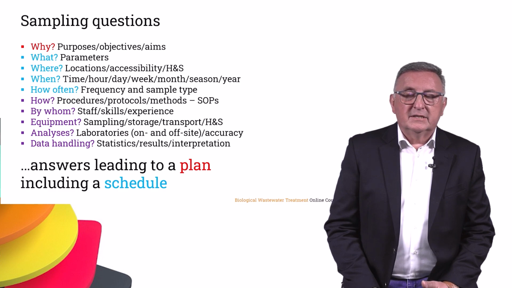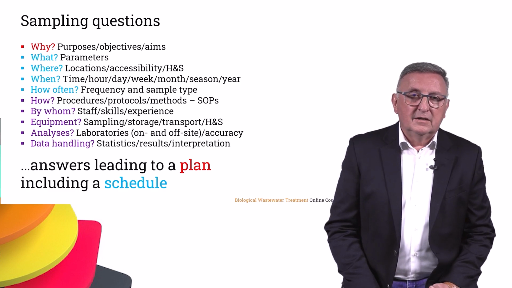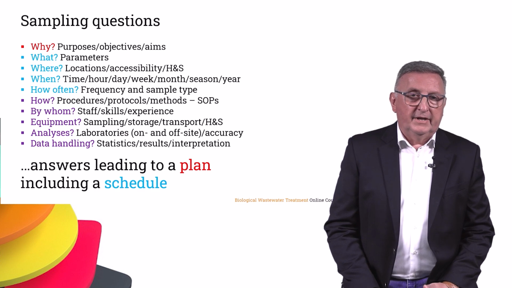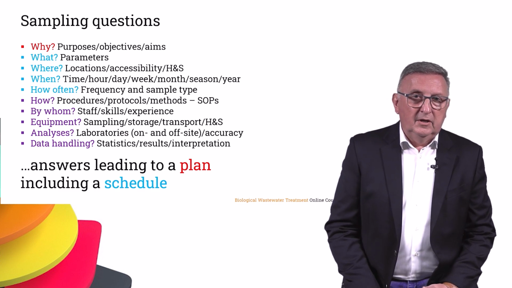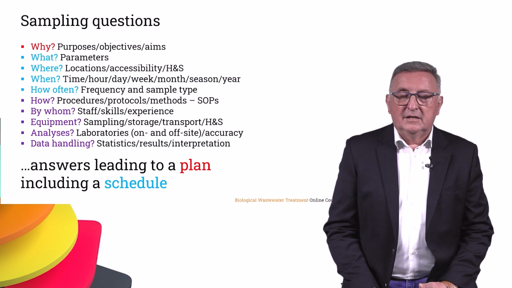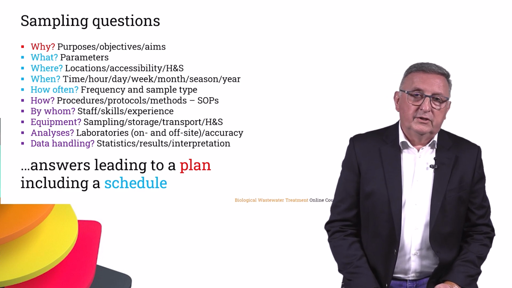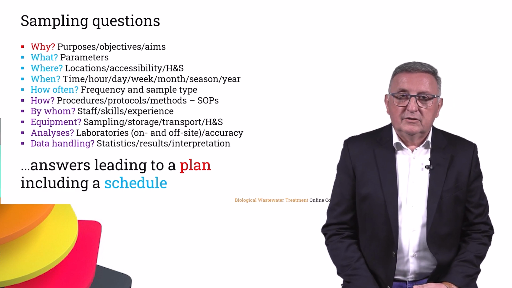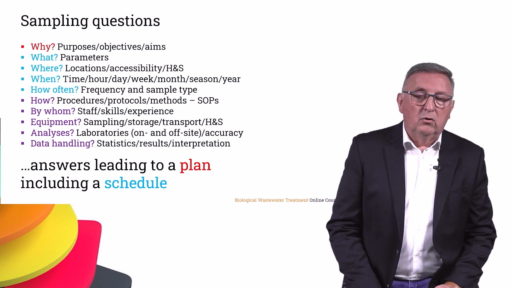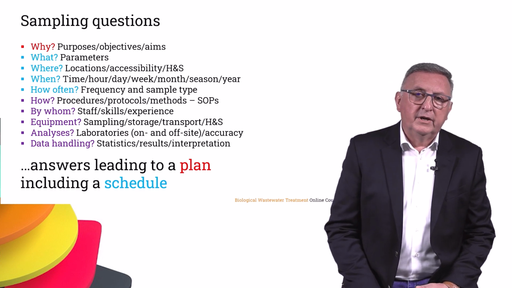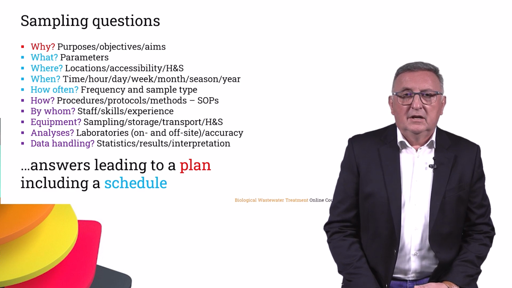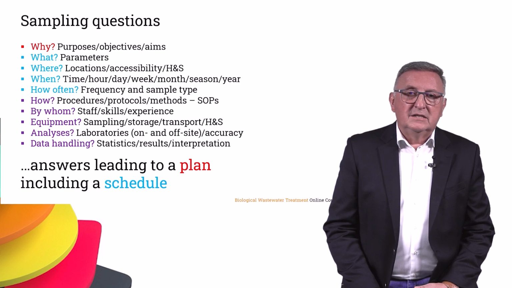And then at the end, we take samples in order to be analyzed. So the question is, what kind of analysis will you perform? Because some parameters can be analyzed by several different methods. So you need to decide which method you want to use to analyze your sample, and which laboratories you will use. Will it be on-site or off-site, or a combination of on- and off-site laboratories? And also what accuracy of this analysis is needed to satisfy your purpose of sampling.